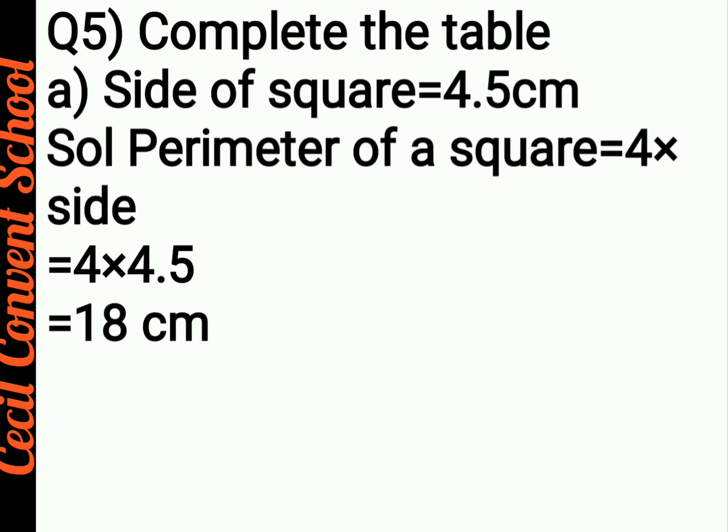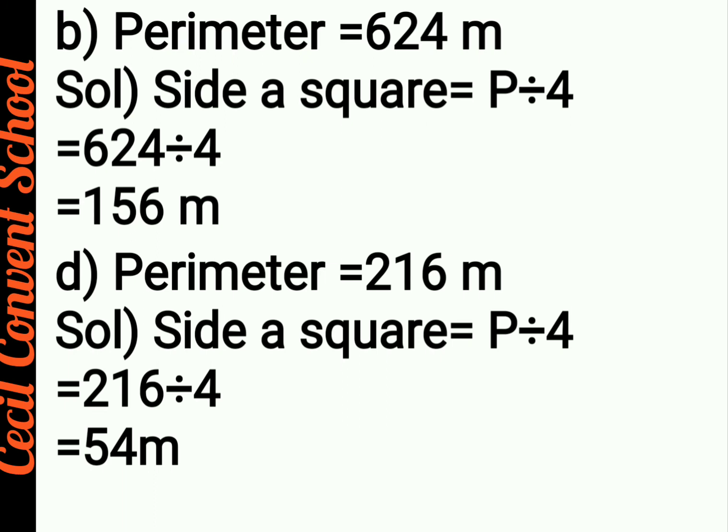The formula you have already done. Perimeter of a square is equal to 4 into side. Then you multiply 4 with 4.5. Answer is 18 centimeter. Clear? But in B part, the opposite thing is given to you.